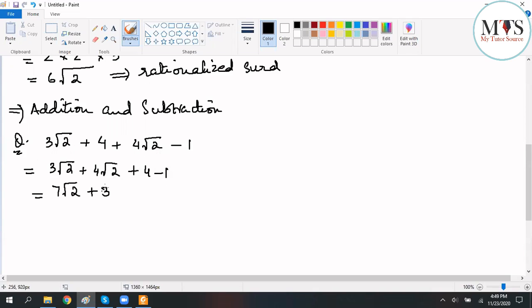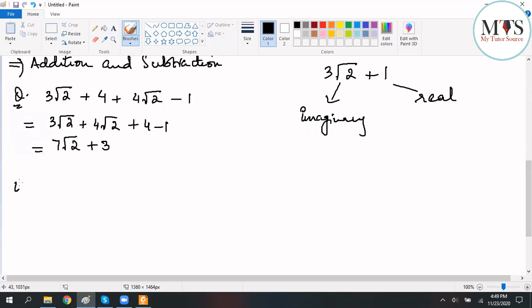That's right. So basically, in addition and subtraction of surds, we have to combine the like terms and then add or subtract them. You can't add an imaginary number with a real number. In surds, whenever there's a root part, that's imaginary, and this is your real part. So the real part gets added with the real part and imaginary with imaginary.